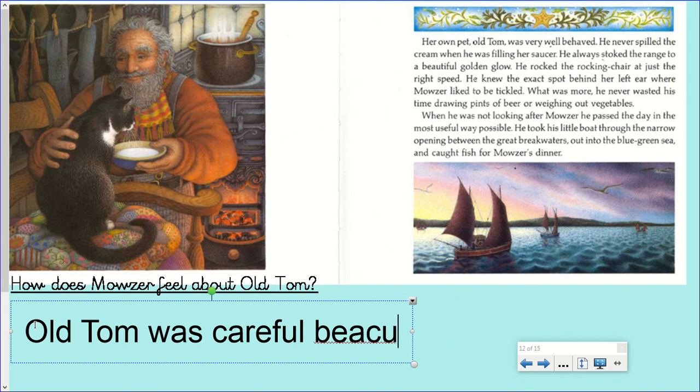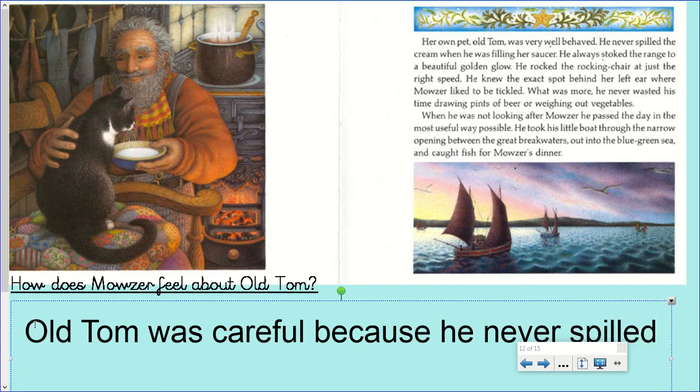because, I spelled because wrong, because he never spilled the milk in her saucer. So you can say what you think. So she thought he was careful. Why did she think he was careful? Because there's an example from the text. Because he never spilled the cream. I'll change milk to cream, in her saucer.